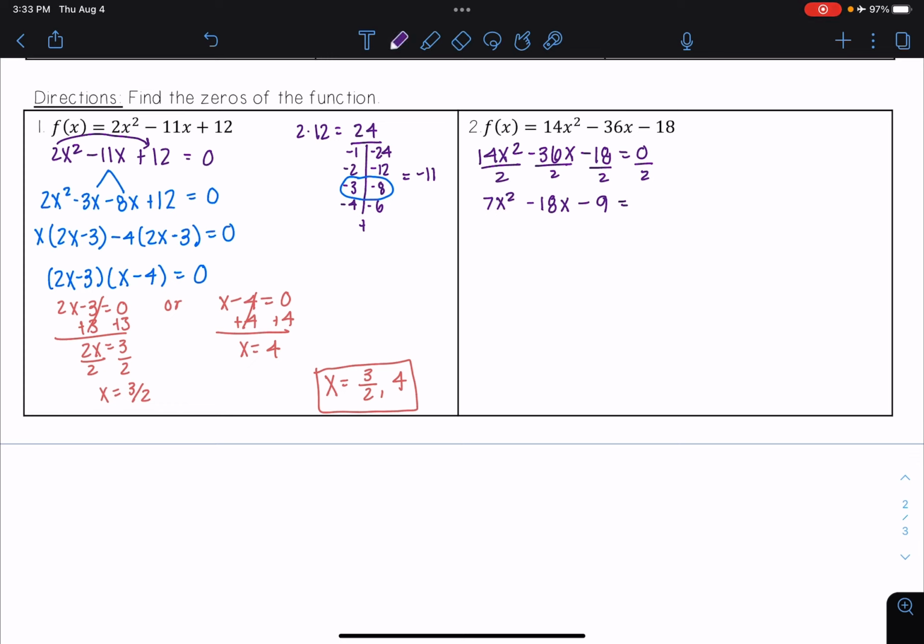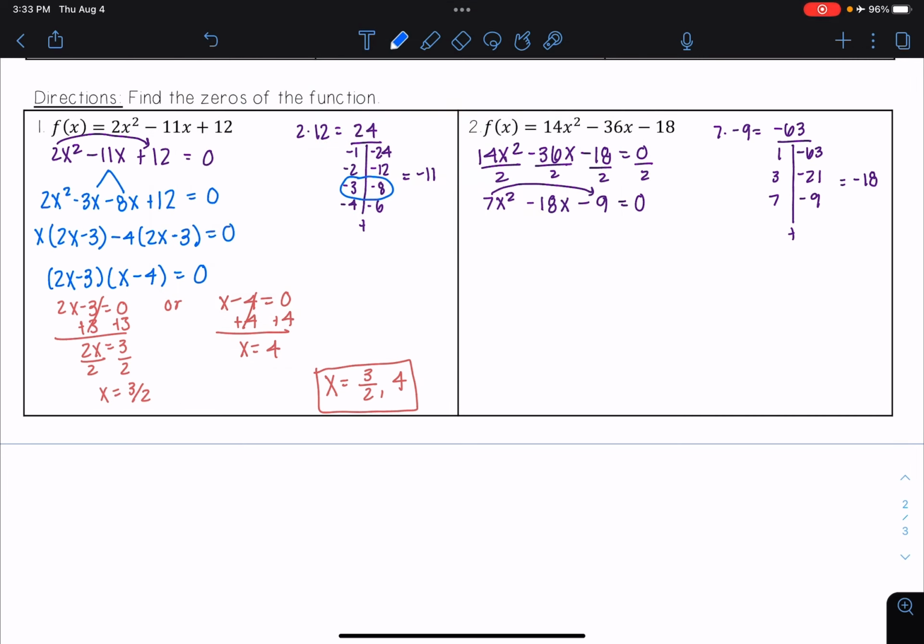times negative 9, to get negative 63. So I'm looking to see what two numbers multiply to negative 63 and add to equal negative 18. Since we're adding to a negative number and multiplying to a negative number, my bigger number needs to be negative. So I first have 1 and negative 63. 2 doesn't go in there, but 3 and negative 21 does. 4 doesn't, 5 doesn't, 6 doesn't, and then 7 and negative 9.